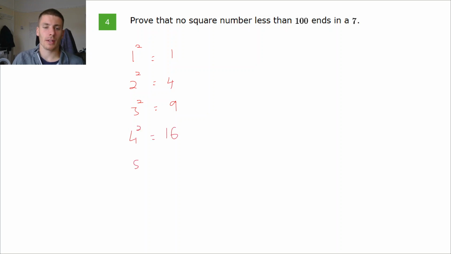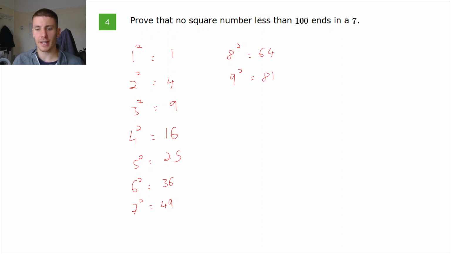Okay, excellent. 7 squared, 49, go up here, 8 squared, 64, 9 squared is equal to 81. And you can see these end digits, 1, 4, 9, 6, 5, 6, 9, 4, and 1, none of these end in a 7. So literally I've gone through all of the square numbers less than 100 to prove that none of your numbers end with a 7.